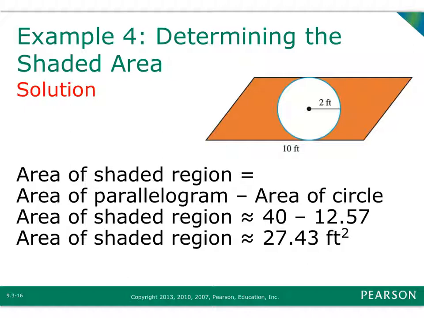Now, the area of the shaded region is equal to the area of the parallelogram minus the area of the circle. So the area of the shaded region is approximately 40 minus 12.57, and that gives us approximately 27.43 feet squared. Please review the topics in Chapter 8.3. We'll be using them more in problem solving in the future. This is a good chapter for understanding area and perimeters of geometric shapes.